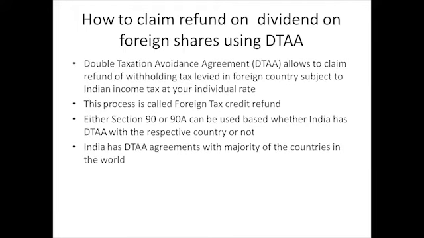So we are going to explain this process now. The double taxation avoidance agreement allows us to claim the refund of withholding tax that has been levied in a foreign country. This process is called foreign tax credit refund. We can use either section 90 or 90A depending on whether India has a DTAA agreement with that respective country or not. And the good news here is India has DTAA agreements with the majority of the countries of the world.